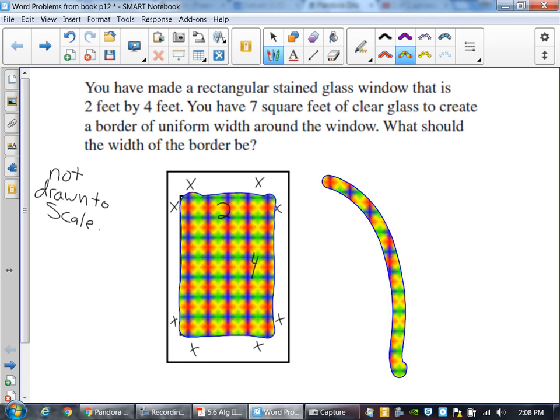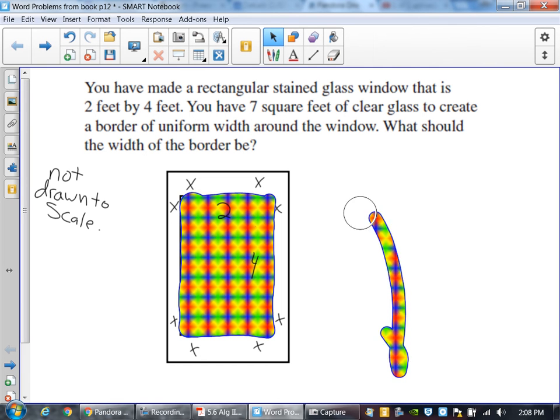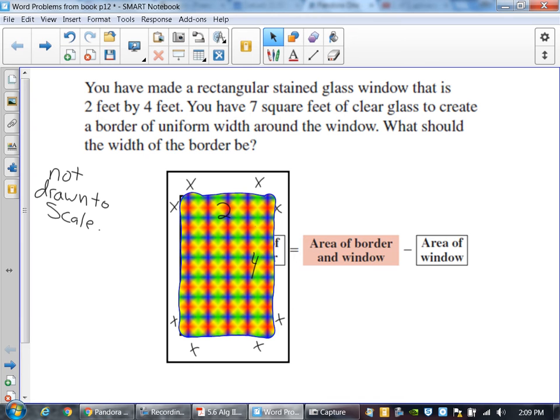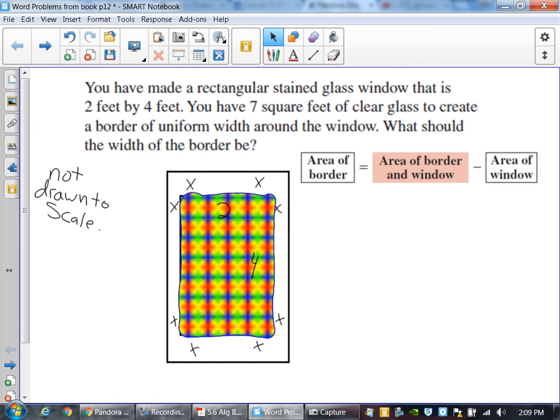Think about what you know. You're trying to solve for the width, using the area of the border. The area of the border was 7. It told you that. The area of the border plus the window was our 2x plus 2 by 4 plus 2x.